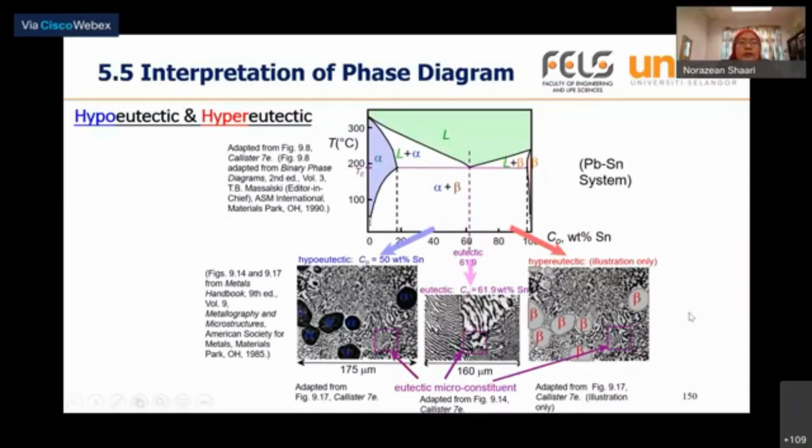Okay, so ini adalah interpretation of phase diagram for what we call eutectic phase diagram. So normally untuk interpretation of phase diagram, empat tu lah yang kita akan tengok: phases present, composition, phase amount dan juga predictions of the microstructure.